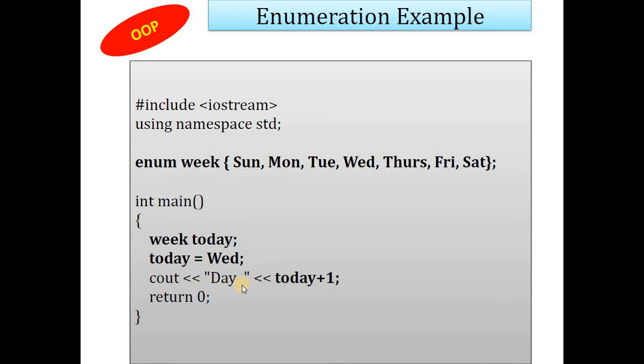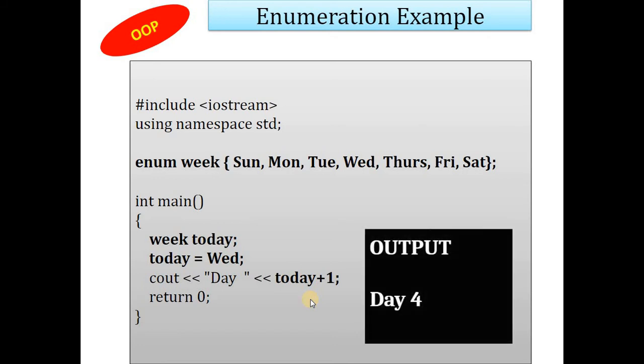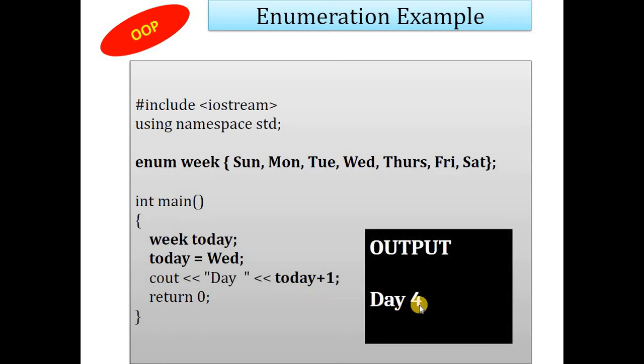So when you display cout day, today plus 1, as expected all of you might say that it should display Thursday, but if you see, the output will give you day 4. Why? Because today is assigned to Wednesday, which has an integral value of 3. Starting from Sunday 0, 1, up to Wednesday having value 3. So 3 plus 1 comes to 4.